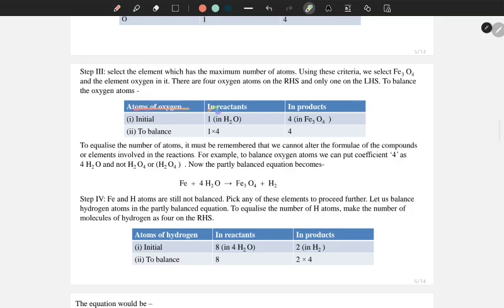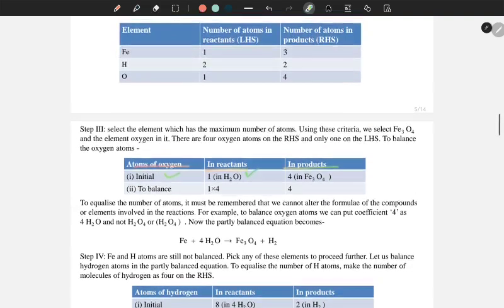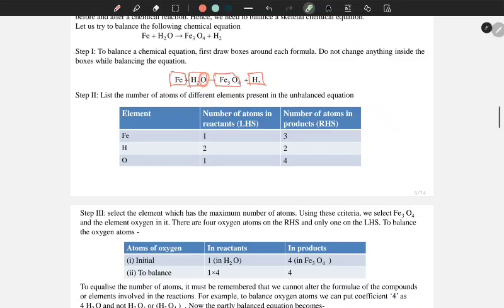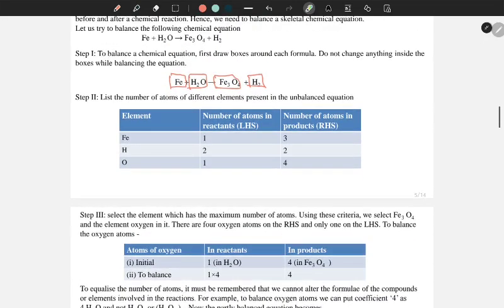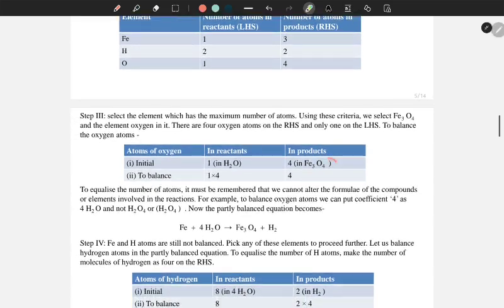So, number of oxygen in reactant and in product. Initially how many was there? 1 in H2O. In H2O there was only 1 oxygen, right? So 1 in H2O, and there are 4 atoms of oxygen in Fe3O4. So 4 in Fe3O4.